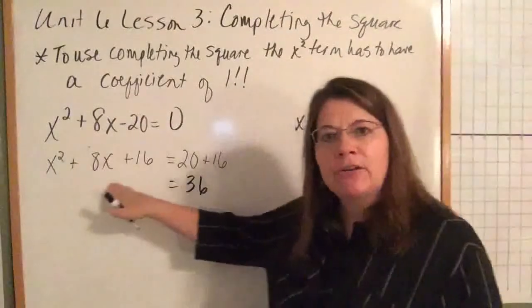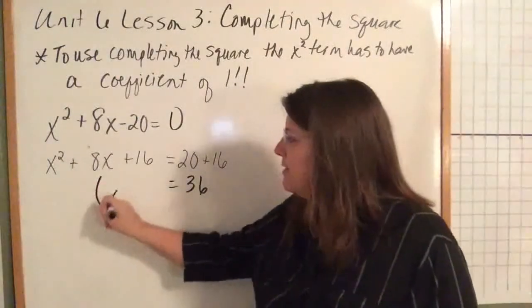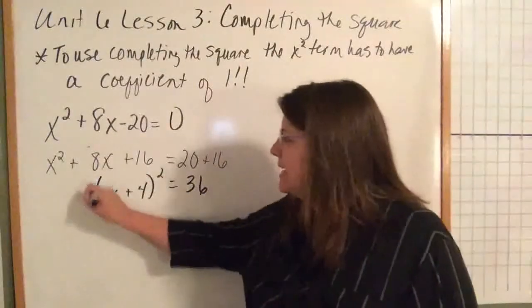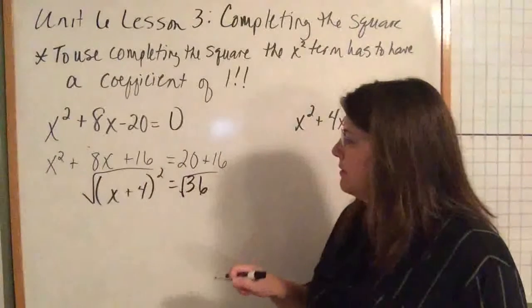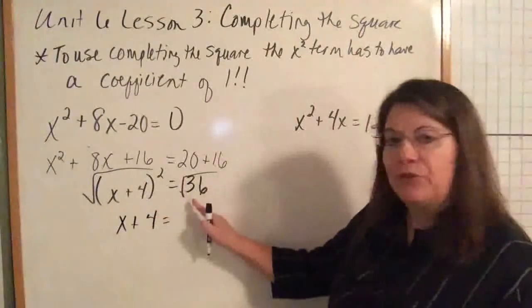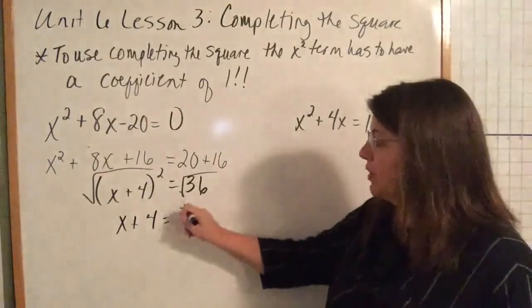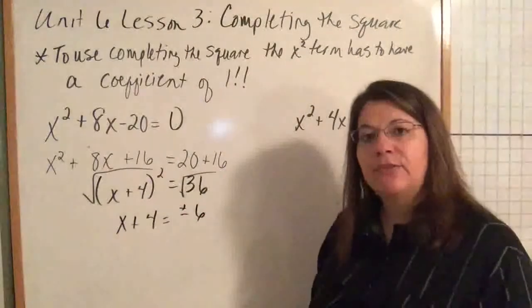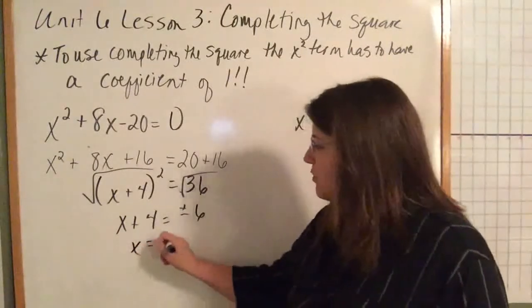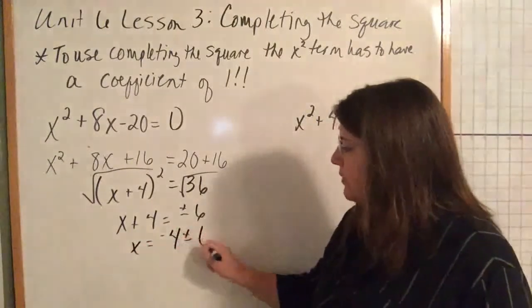Here, I need to factor. That's a perfect square. So that's x plus 4 squared. Then to solve this, I take the square root of both sides. This is x plus 4 equals, I took the square root, so I have to put a plus minus in front. So that's plus minus 6. Then I'm going to add the 4 over. So I've got x equals negative 4 plus or minus 6.